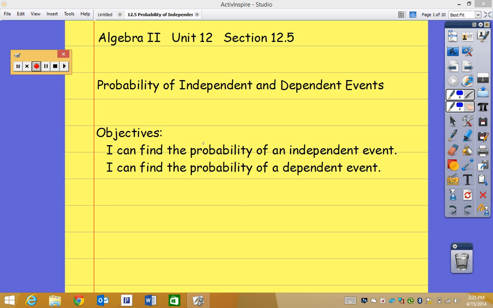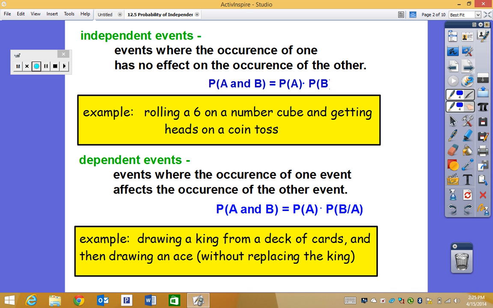In this lesson, we are finding the probability of independent events and the probability of dependent events. So let's take a look at the definitions. Independent events are events where the occurrence of one has no effect on the occurrence of the other. We simply multiply. So for example, rolling a 6 on a number cube and getting heads on a coin toss. They have no effect on one another, so we simply multiply the two together.